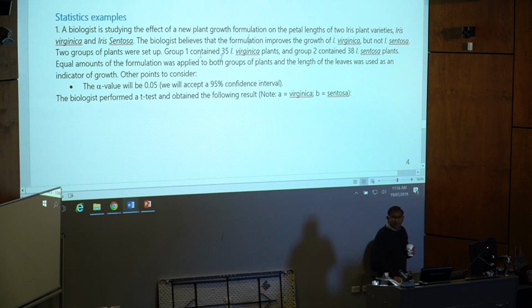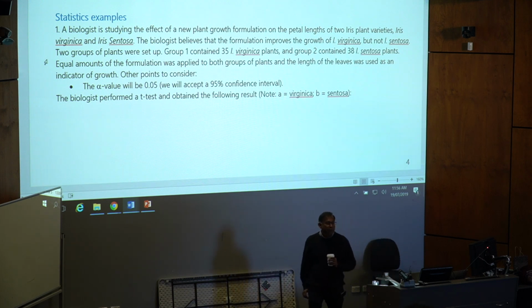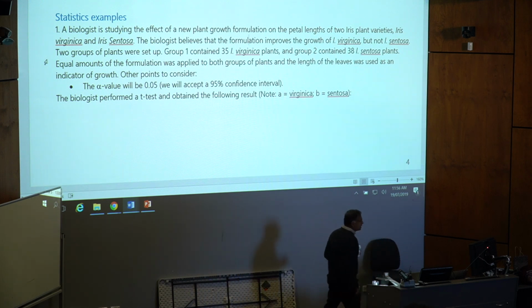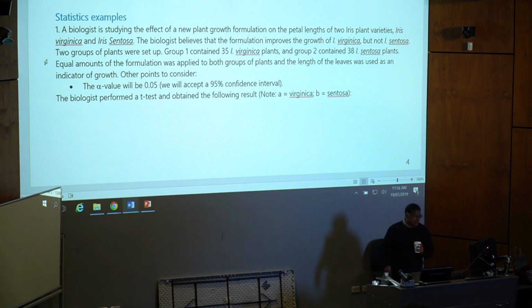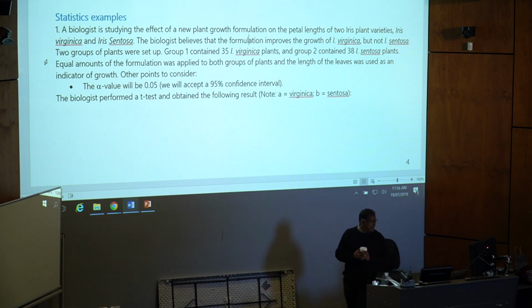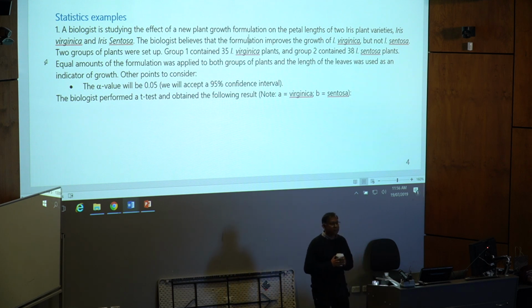To test that theory, the experimenter has set up two groups of plants. Group 1 contains 35 virginica plants, and Group 2 contains 38 centosa plants. So equal amounts of formulation was applied to both plants, and the length of the leaves was used as an indicator of growth.